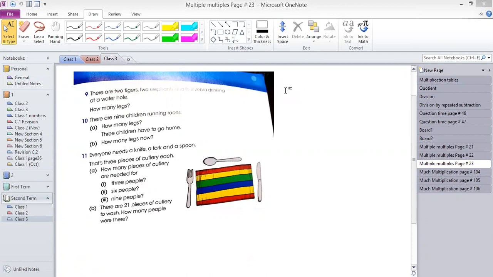In the last class, we finished the topic multiples by completing the last three questions, question number 9, question number 10, question number 11 from page number 23. Today, we are going to start a new topic, that is multiplication. It is on page number 104. So before starting that topic, guys, a quick revision from the last class.